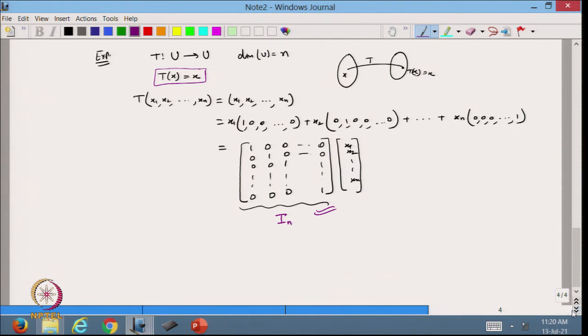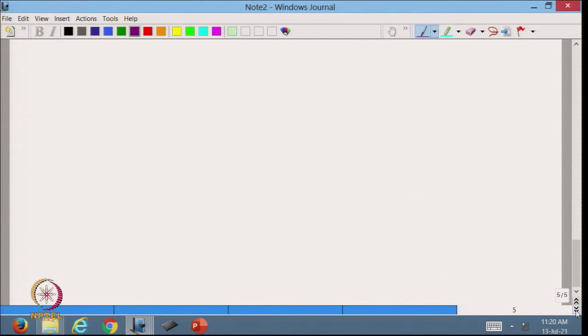Now, after doing this one, the next question is that, we are able to write the matrix corresponding to the given linear transformation. Can we do it another way? So, we want to do the converse of that one. So, we write down the linear map associated with a matrix.